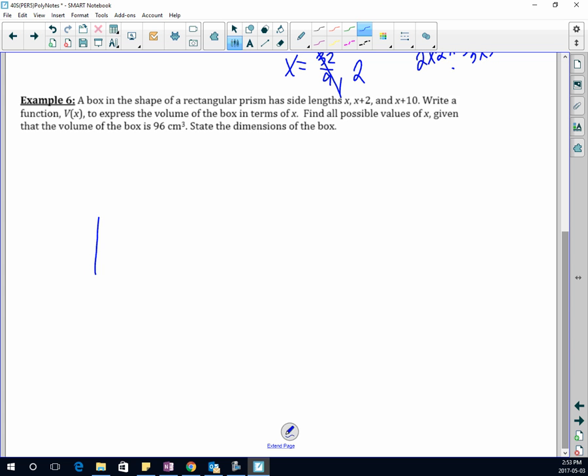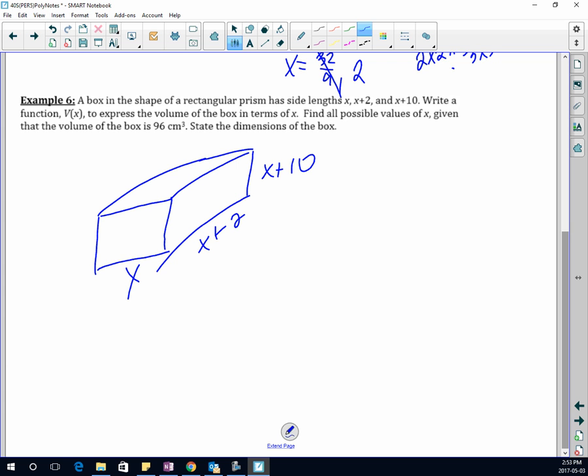It says a box is in the shape of a rectangular prism, has side lengths x, x plus 2, and x plus 10. Write a function v of x to express the volume in terms of x. That's easy points, right? And that's probably how I'll have it on the test. A little easier like that. Come up with a v of x. So what would that be? x times x plus 2 times x plus 10.